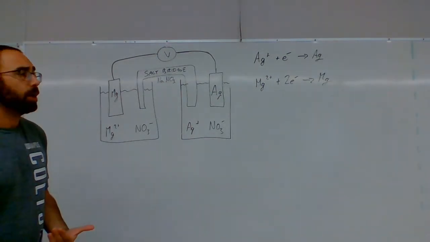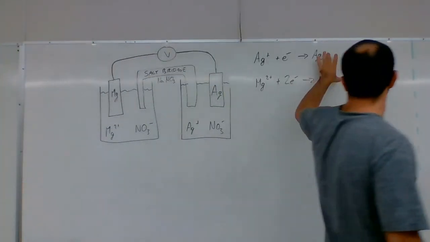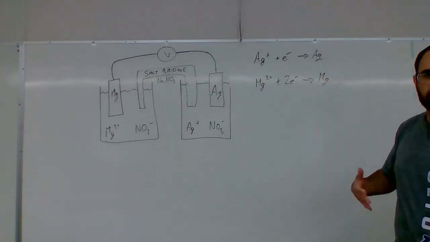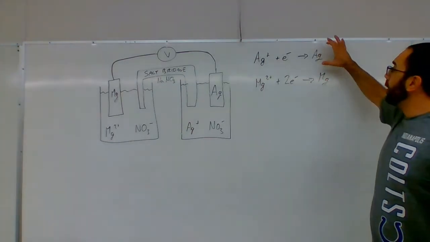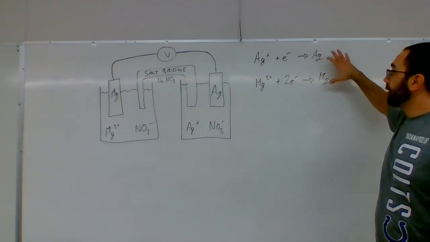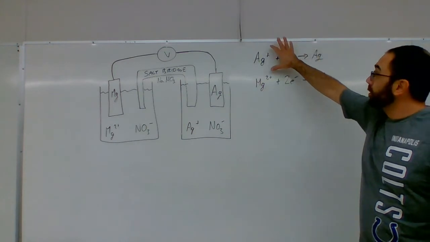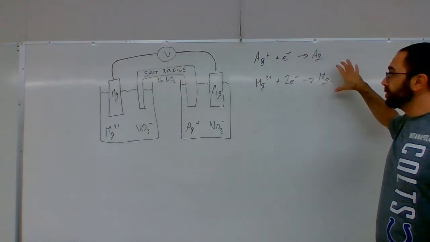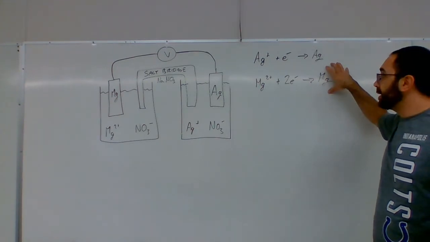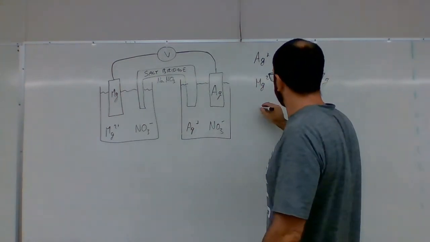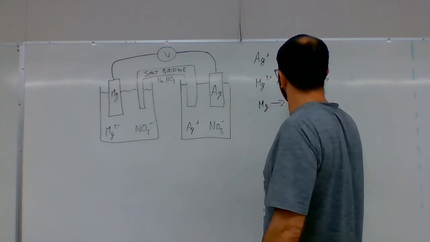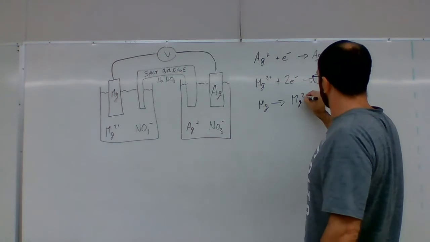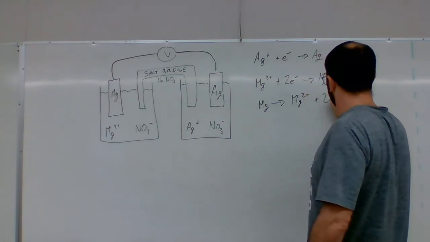So if we take a look over here at our two half reactions, and again, paying attention to our standard reduction potential chart, we notice that silver is quite a bit higher than magnesium. So we are going to maintain the reduction in our silver, and we are going to have an oxidation happening in our magnesium. So this magnesium will be the electron donor of these two pieces of metal.